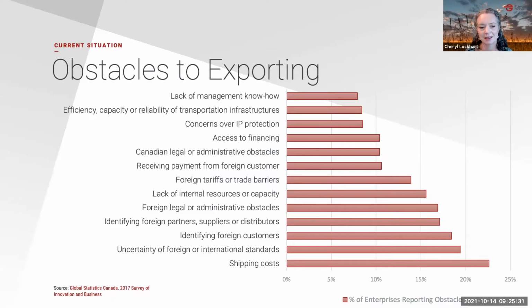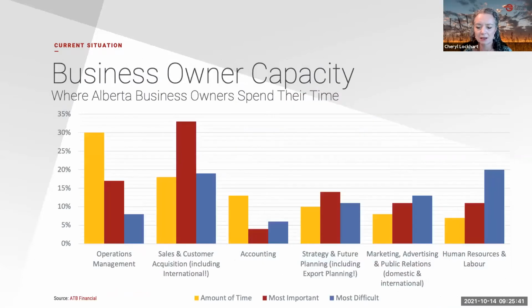And the next study by ATB Financial further supports that assertion. So on the next slide, we see a study from 2017 from ATB that asked business owners where they spend their time versus where they should be spending their time for the betterment of their business. And it also asked which aspects of running a business they find most difficult.